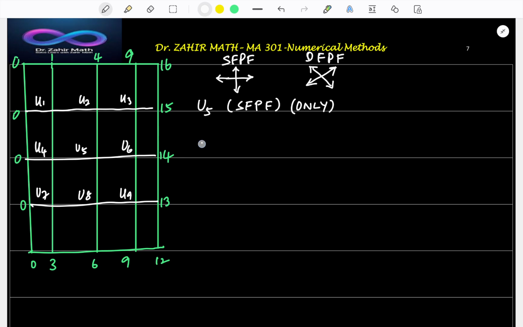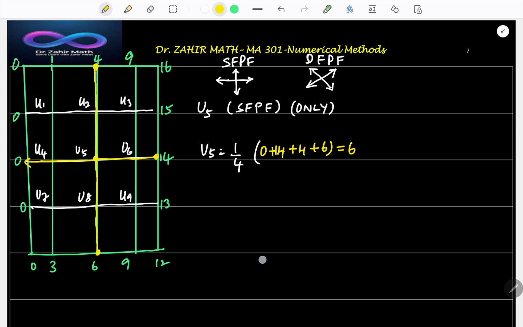So for u5, I'm going to calculate the average value, which is 1 by 4 of the standard 5-point formula. You just move your hands left, right, up, down. That's it. So u5, I'm going to calculate like this. This is your u5. So this one and this one, and directly you go here, this one. So what you are going to get is 0 plus 14 plus 4 plus 6. You can calculate this in the calculator, which is 6.